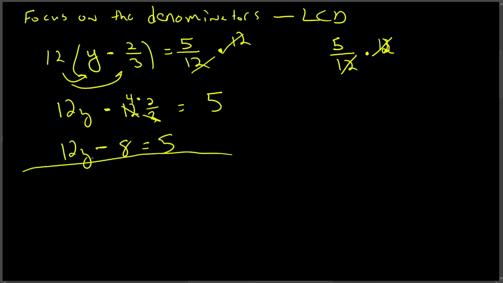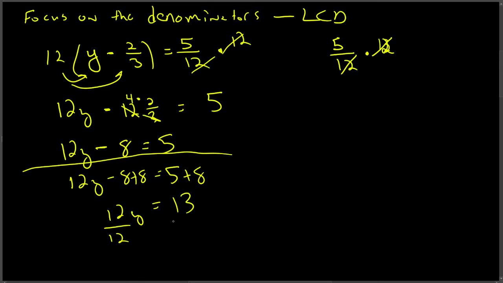So I can add 8 to both sides, because that'll make this go away, and I get 12y equals 13. Then I want to divide by 12, but whatever I do to one side, I do to the other, and that gives me y equals 13/12. So that is one way to work on fractions. Let's look at some different variations of how fractions come up in equations, and we'll develop some different techniques.